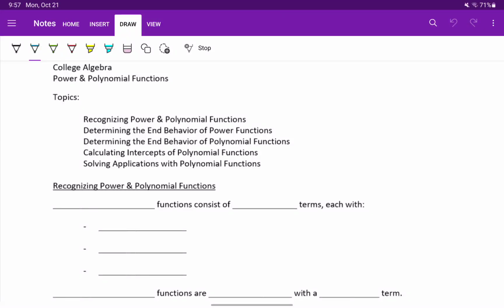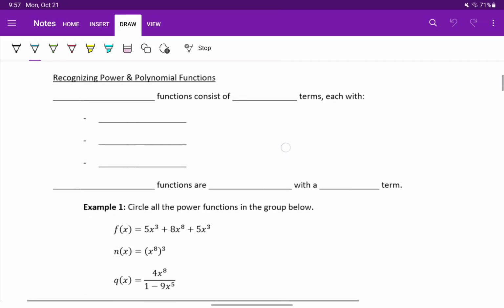In this section, we want to talk about power and polynomial functions, some of their properties and how we solve problems with those types of functions. First, we want to talk about how we recognize these different types of functions.